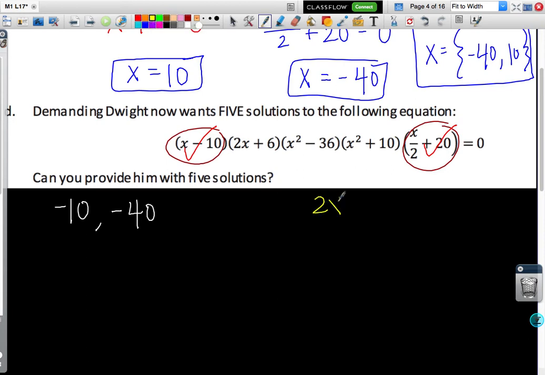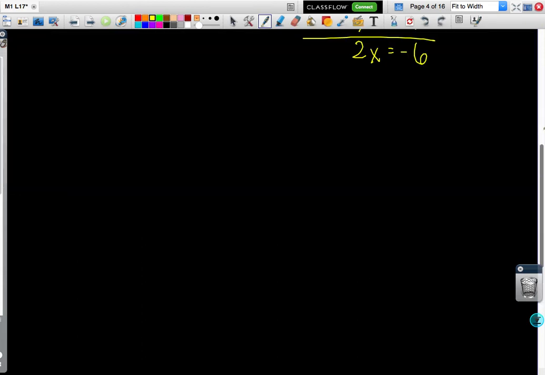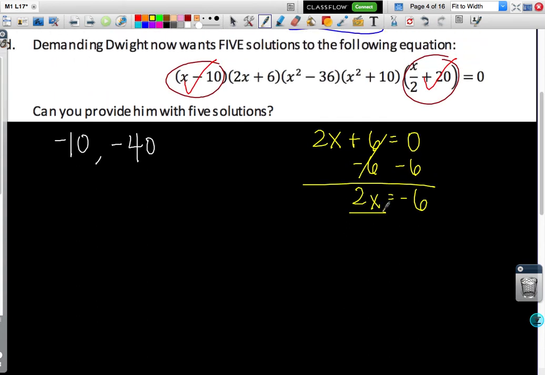So 2x plus 6 equals 0. We're solving for x, so we first subtract 6. So we're left with 2x equals negative 6. We divide by 2, and we're left with x equals negative 3. So we can add negative 3 to our solution set. So now we've done this one.